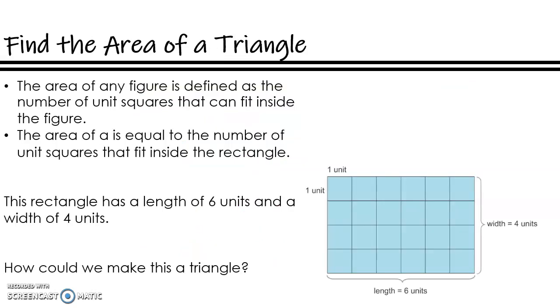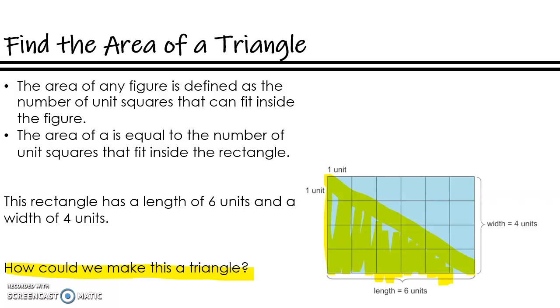So let's remind ourselves first about area. Remember that area of any figure is defined as the number of unit squares that can fit inside the figure. So for this example, this is from the last video, we know that the length of this is 6, the width is 4. This question says, how could we make this a triangle? And there's a couple ways, okay? We could just split it, and here's our triangle down here. You could also view the triangle in the other part of the rectangle.